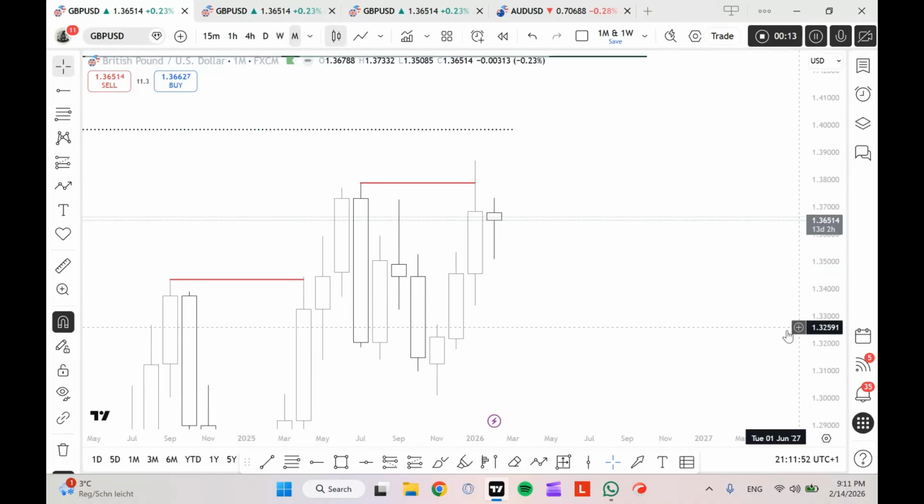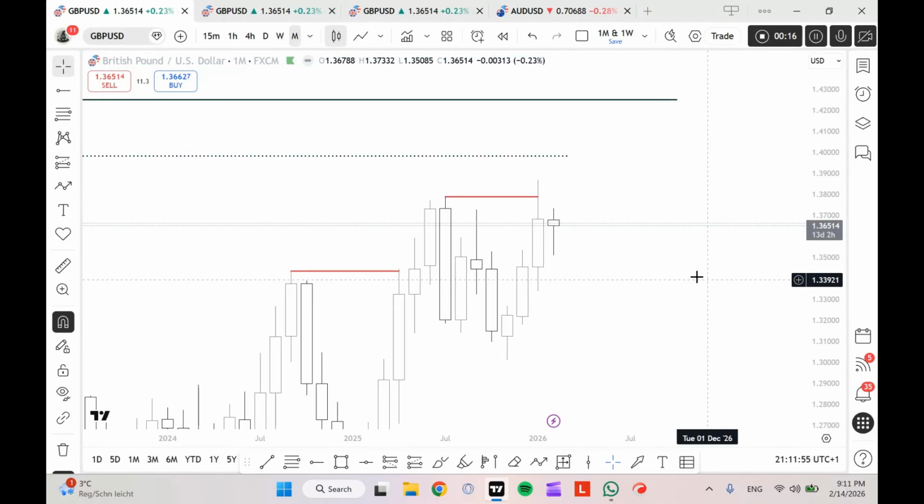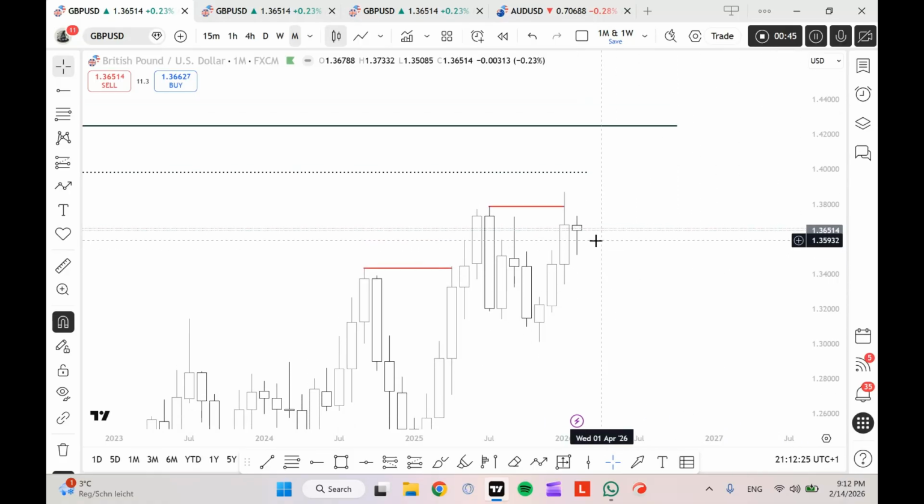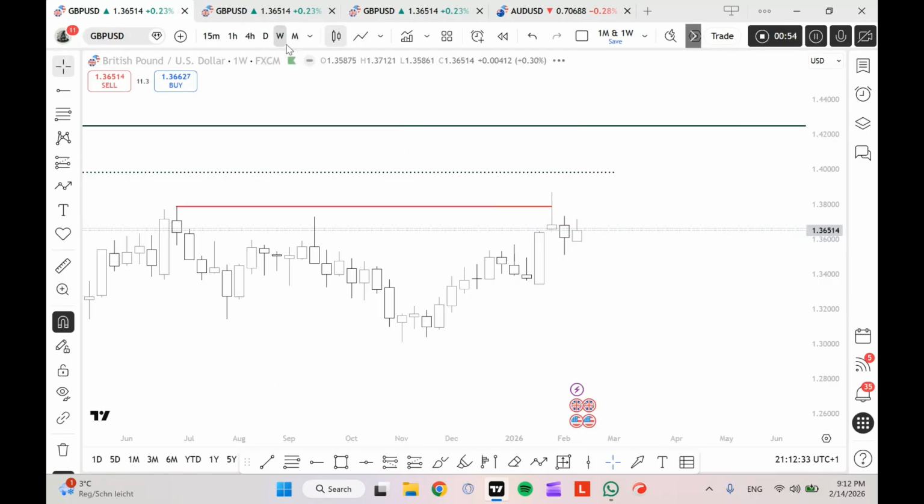Let's look at the monthly. Right now we are in the middle of the month, and look at the clock, 9:11. The month started pretty bearish, and now we see some rejection out of it. It looks a little bit bullish looking on monthly.